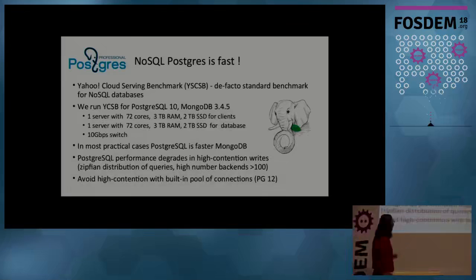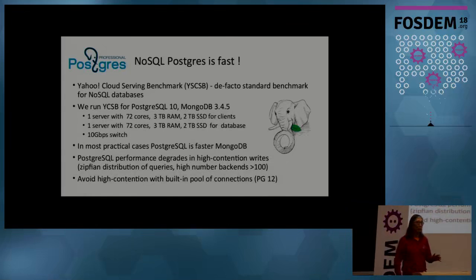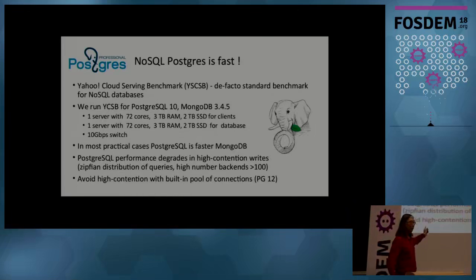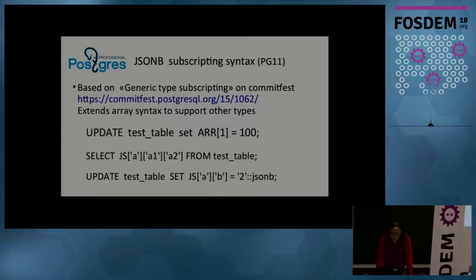So for the practical case, for example, if your server has not more than 48 cores, you have no problem at all. All this problem appears when you have, as in our case, 72 cores, 143 threads. So here is how we solve it: built-in connection pool and some subscription index.